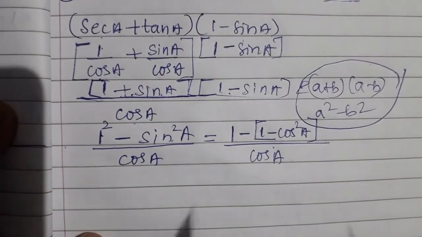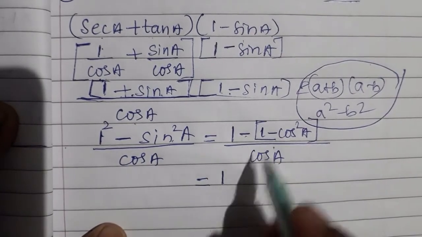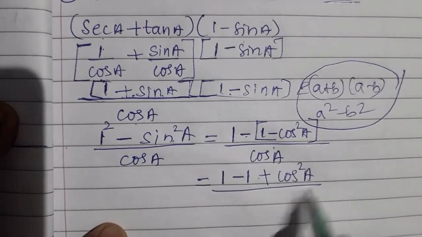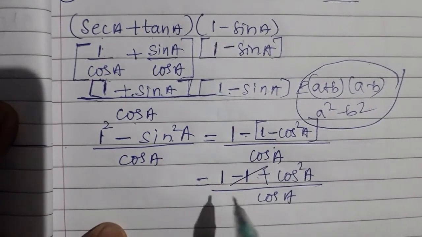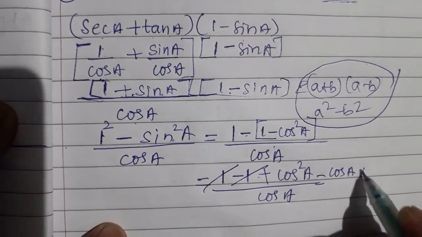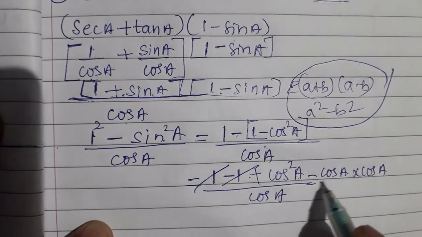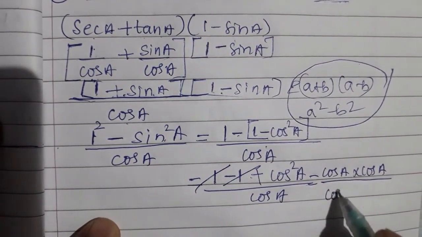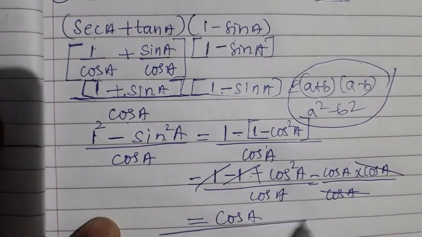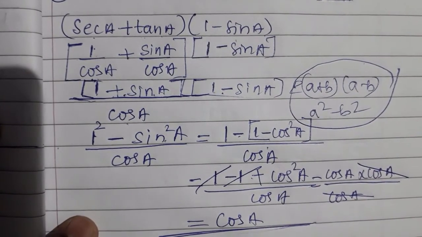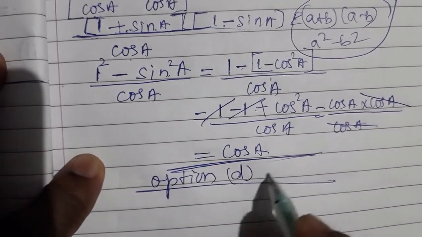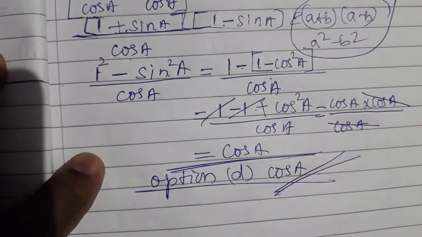Now 1, open the bracket, minus 1, minus into minus, plus cos square A by cos A. Plus 1 minus 1 will cancel. So what is remaining? Cos square A can also be written as cos A into cos A by cos A. So cos A is cancelled. So what is remaining? Cos A is remaining. So which is the option? D is the option. So option D is the correct answer. Option D is cos A. This is the correct answer.